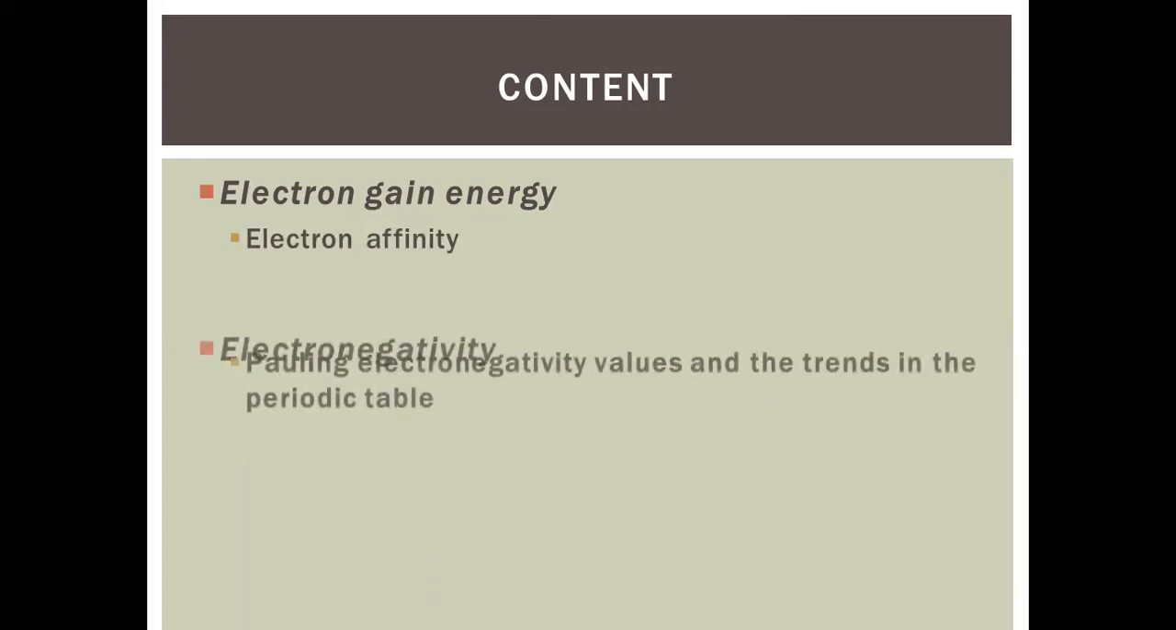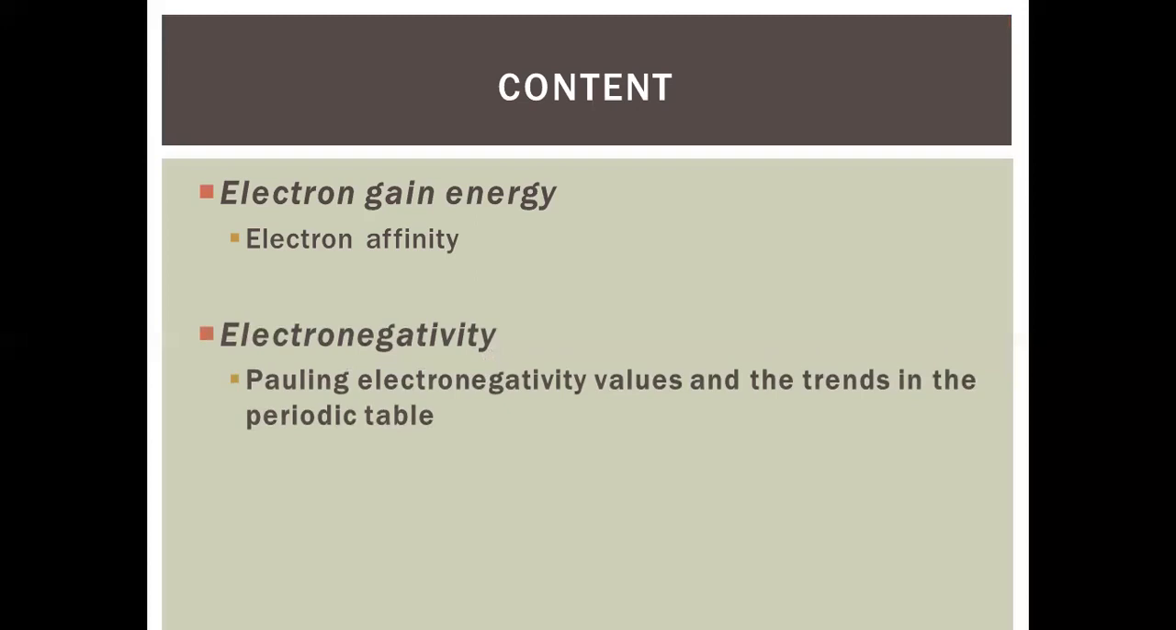So the first thing is we have to know the content of what we are going to study. From the heading you might understand. The first thing is the electron gain energy, and under it a new term that we are going to introduce, the electron affinity. The next one is the electronegativity. Under the electronegativity, we are going to introduce the Pauling electronegativity values and the periodic trends in the periodic table. Let's move on to the chapter now.